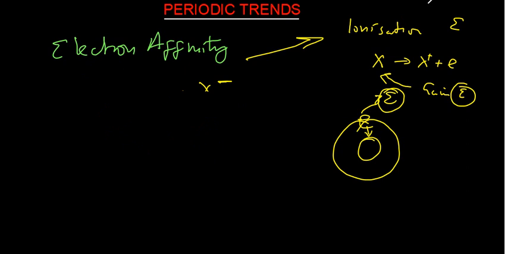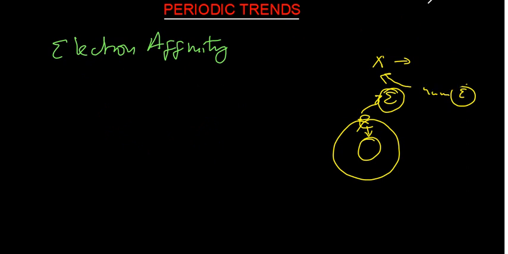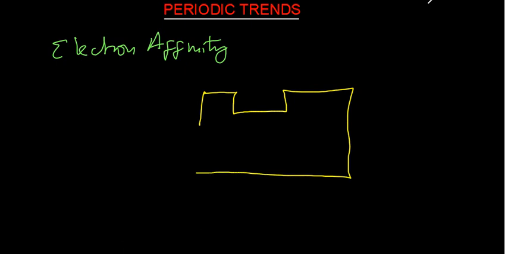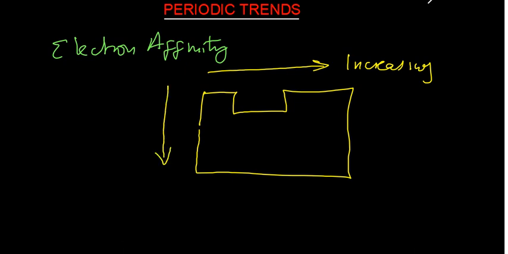Now what is the trend when we are talking about it in the periodic table? How does it change when you are going down or up the periodic table? So actually electron affinity increases from left to right. So it is increasing like that. And then going from bottom to top, it also increases. Going from top to bottom, it does reduce. So the electron affinity reduces if you are going from top to bottom.